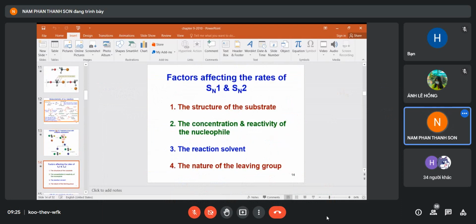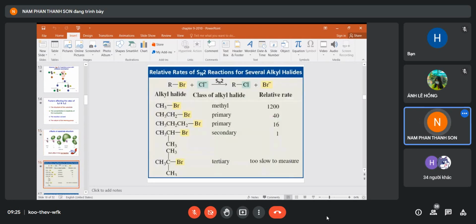So in the reaction mixture, what do we have? Number one, we have the alkyl halide. Number two, we have the nucleophile, I mean the negative attacker. Number three, we have the solvent. So we need to look at these three things. Number one, we need to look at the alkyl halide.